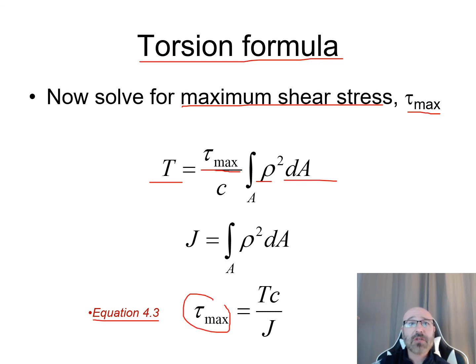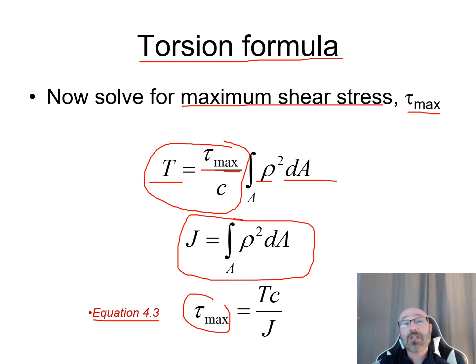Now, if tau is equal to Tc over J, we can rearrange this top formula and solve for our J. So J would be equal to, if we multiply the J over there, Tc over our tau max. So that's exactly what we have right there. So by plugging in equation 4.3 to that equation above, J, our polar moment of inertia, is equal to the integral of rho squared dA.